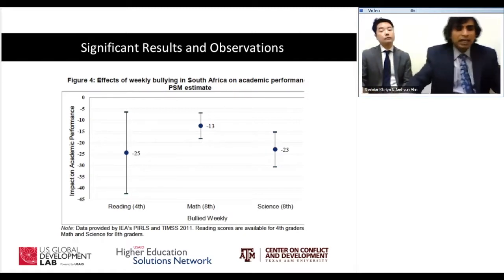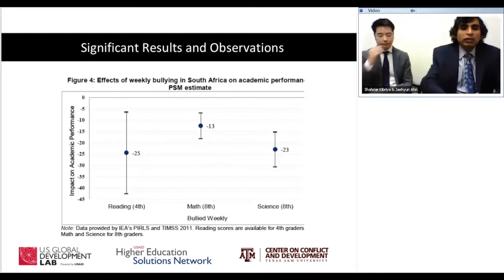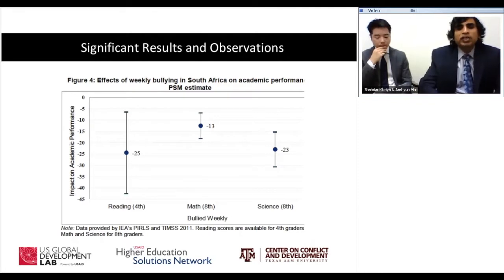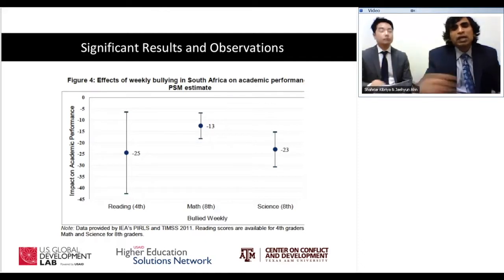Next, we present the effects of weekly bullying in South Africa on academic performance. Here, we also have reading scores for 4th graders, where an average student suffered about 25 points just because of bullying, while math for 8th graders shows a significant reduction as well, about 13 points. And science scores for 8th graders suffered the most. Here, they suffered by, on average, 23 points.